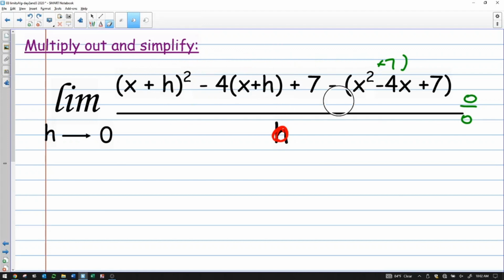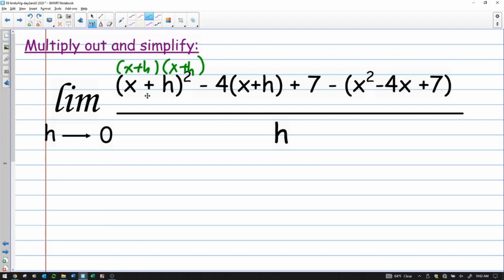So then you would say, oh, gotta do something else. And what that something else is here is get rid of the parentheses. Distribute like crazy and get rid of all the parentheses. So this right here, I'm going to FOIL this. This is going to be x plus h times x plus h. So this becomes the limit as h goes to 0 of x squared plus 2xh plus h squared.